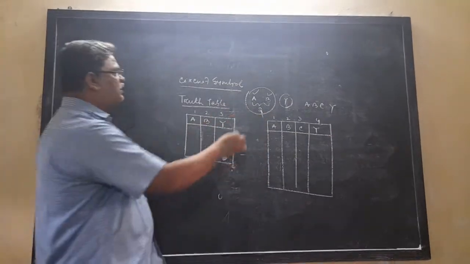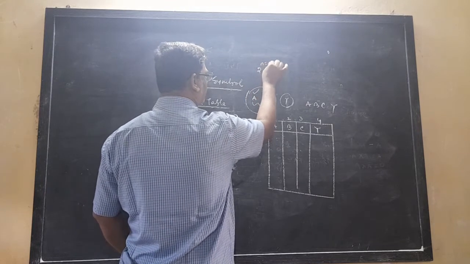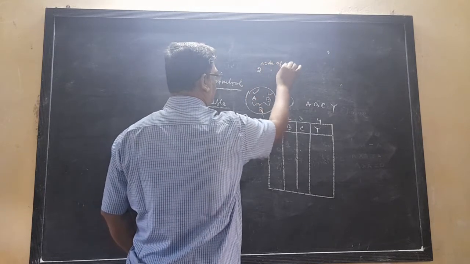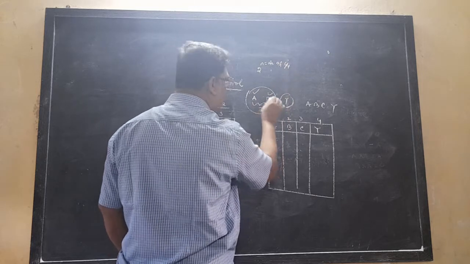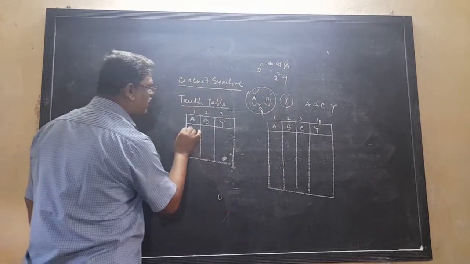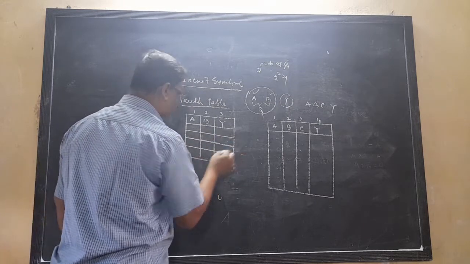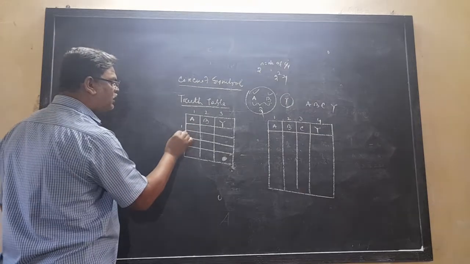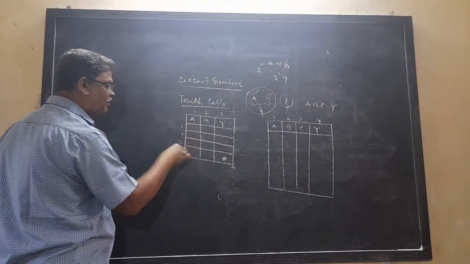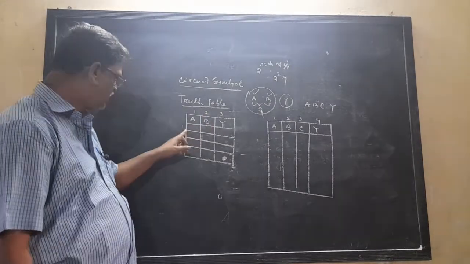Then how to construct the number of rows? That depends upon 2 to the power n, where n is the number of inputs. Here the number of inputs is 2, so 2 to the power 2 is equal to 4. So there are 4 rows: 1, 2, 3, 4. Clear?